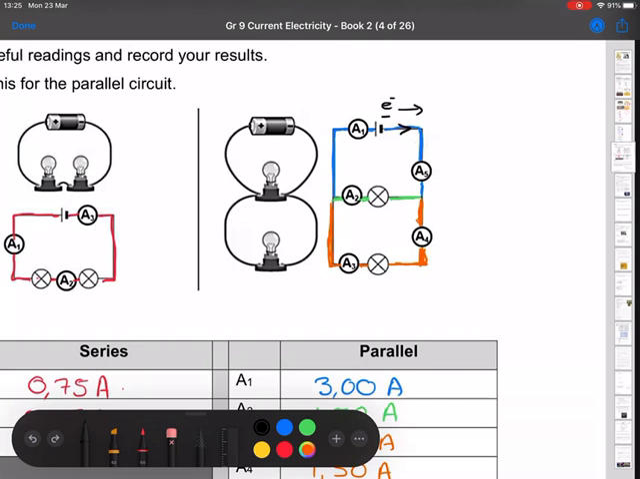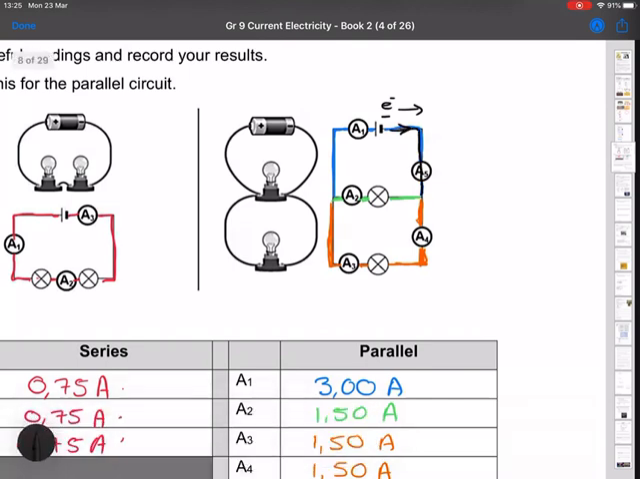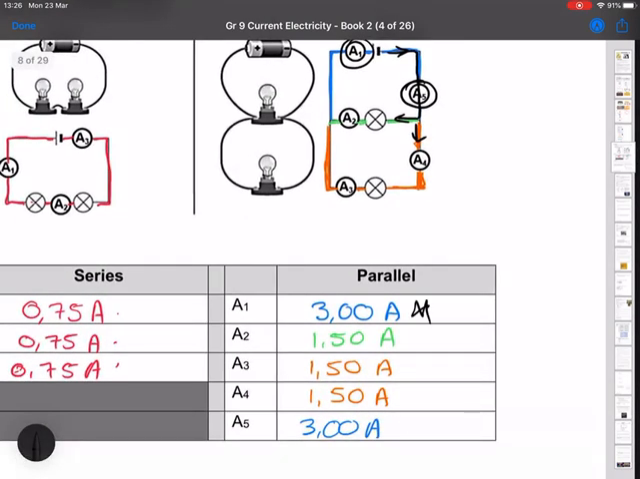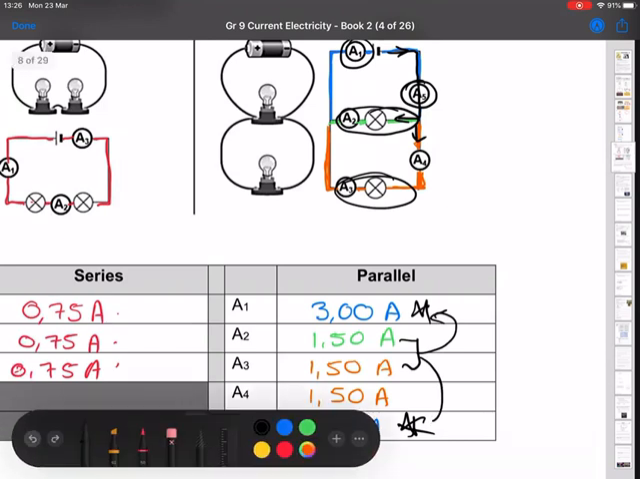So I'm going to trace this path and I want you to notice how it splits. Current goes to this point. Some would go down the green line and some would go down the orange line. That's why all of the current goes through ammeter 5 and all of the current goes through ammeter 1, and that's why ammeter 5 and ammeter 1 both have readings of 3 amps. Whereas along the green line, ammeter 2 and ammeter 3, it splits, so the current is less. And you'll notice how 1.5 and 1.5 add up to give you the 3 amperes.